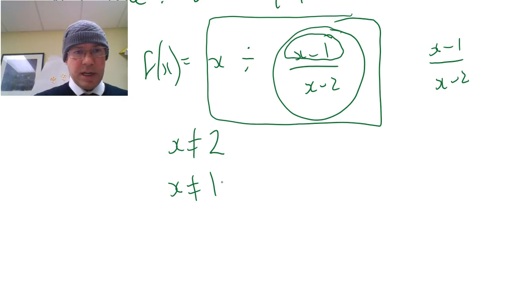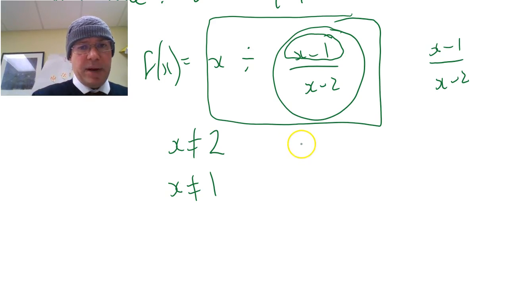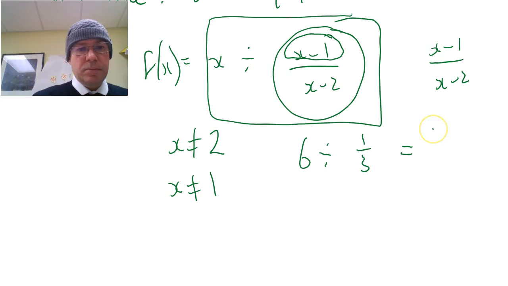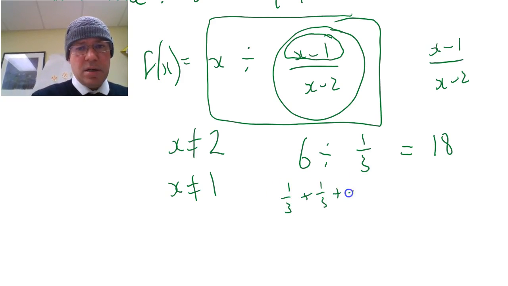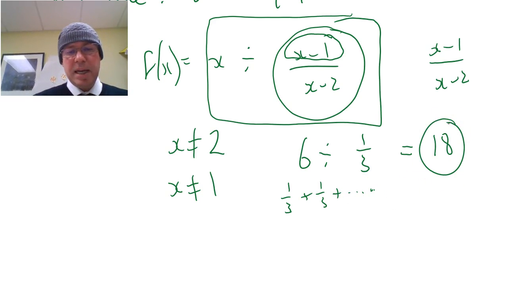Just in case you're not convinced, let's think of some numbers. Imagine I have 6 divided by 1/3. We know the answer is equal to 18. We know that because division is like repetitive addition, because it's the opposite of multiplication, which is repetitive addition. So how many times do I have to add a third together to get to the value of 6? And of course it's 18 times. So a third repetitively added 18 times makes the number 6.